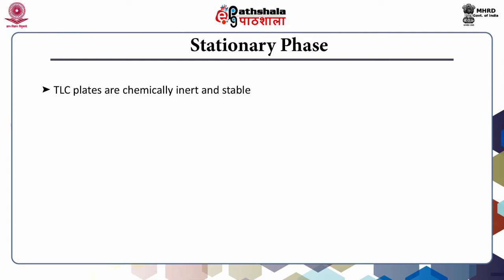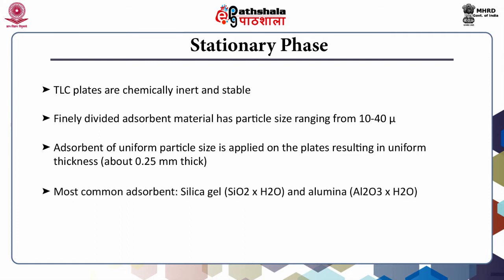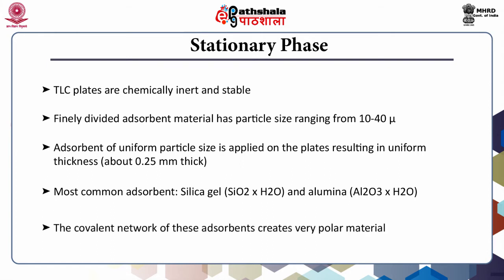The stationary phase, consisting of uniform particle size, is applied on the plates, resulting in uniform thickness. The finely divided adsorbent, with particle size ranging from 10 to 14 micron, serves as the stationary phase and is coated on the supporting material. The most commonly used solids in thin layer chromatography are silica gel and alumina. The covalent network of these adsorbents creates a very polar material.